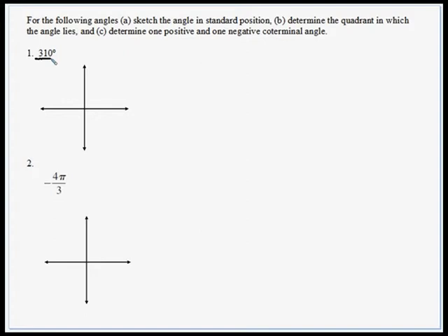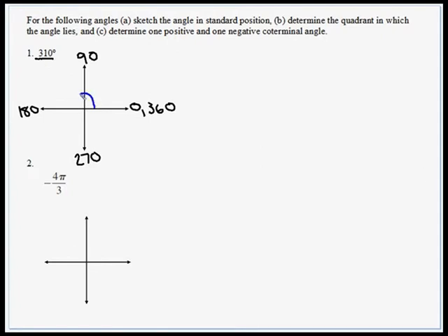Well, our first angle is 310, and here is our xy axes. We start at 0, and then every axis is 90 degrees: 90, 180, 270, and then back to a full circle, which is 360. This angle is 310. That lies here in between 270 and 360.